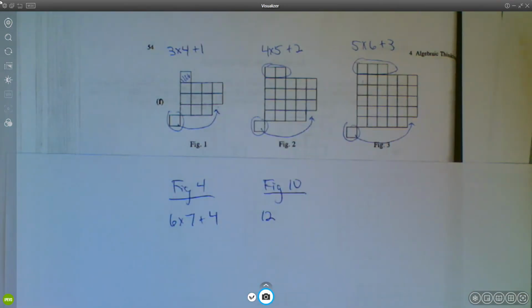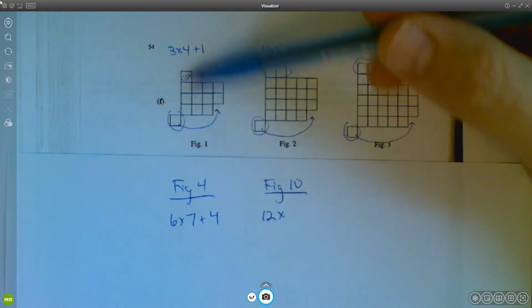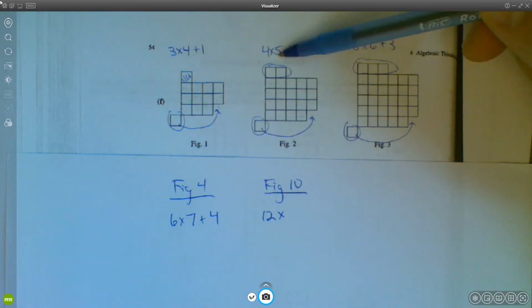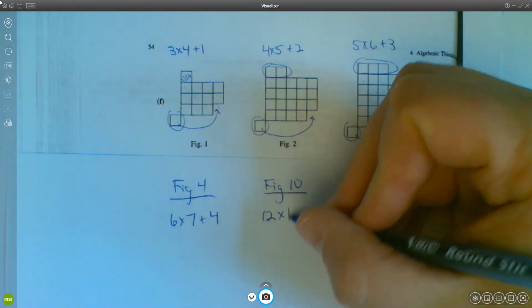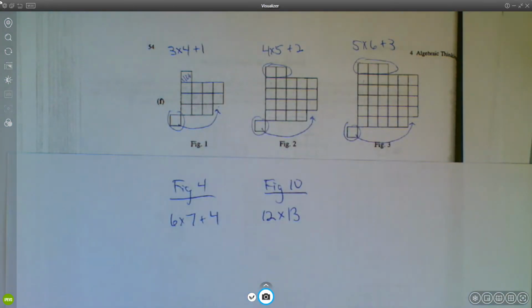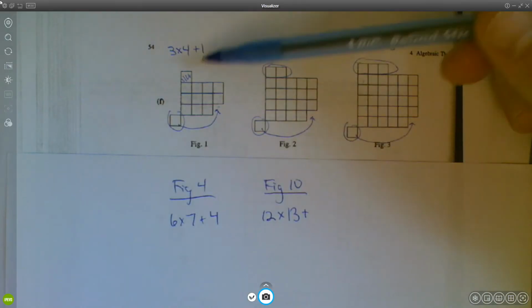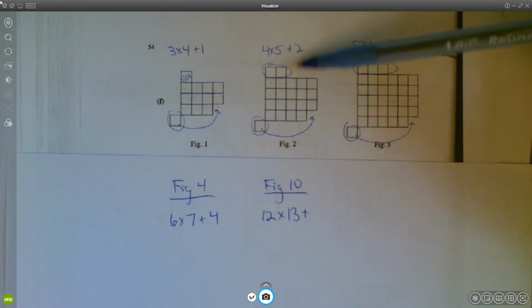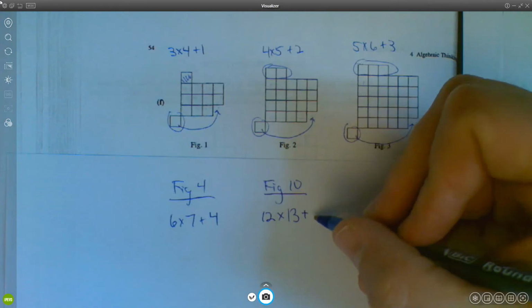Okay? And then I'm multiplying that by, well, it looks like this is figure number plus 3, right? 1 plus 3 is 4. 2 plus 3 is 5. 3 plus 3 is 6. 10 plus 3 is 13. So it looks like 10 by 13. And then I'm going to be adding on a little bit extra, right? Here I'm adding 1. That looks like the figure number. Here I'm adding 2. Well, that's just the figure number. Here I'm adding 3. That's the figure number. So for figure 10, I would be adding 10.